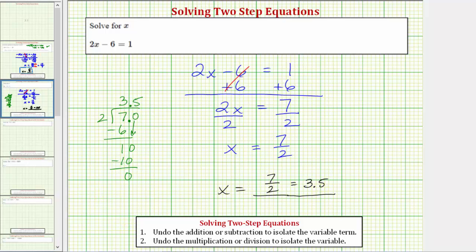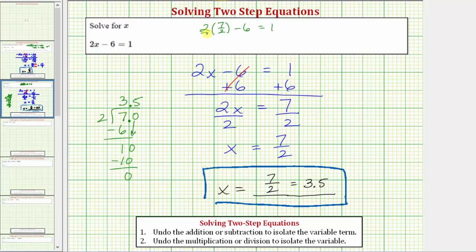Before we go, let's check our solution by substituting 7 halves for x into the original equation to make sure it satisfies the equation. So performing the substitution, we would have 2 times 7 halves minus 6 equals 1. And notice how this simplifies very nicely. This is the same as 2 over 1, and 2 over 2 simplifies to 1 over 1.